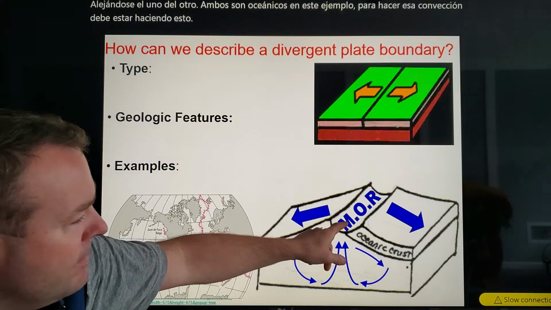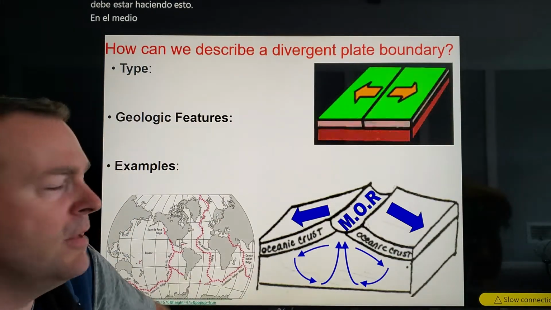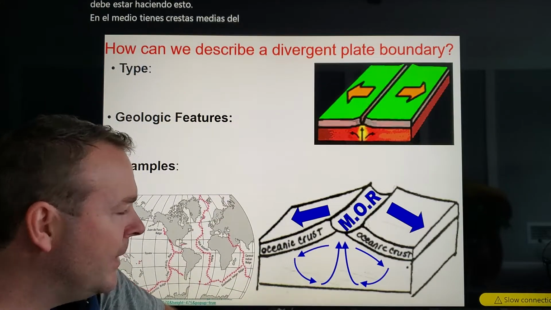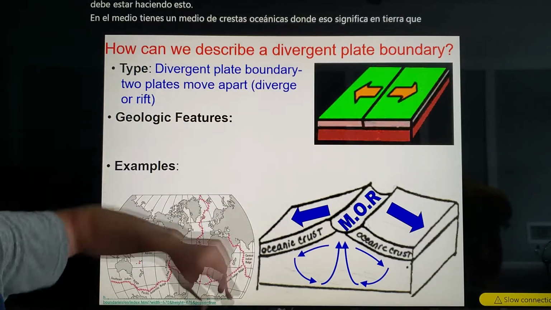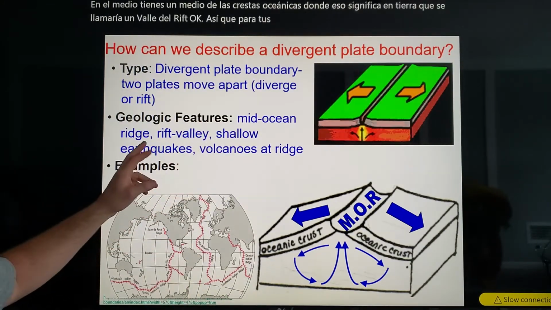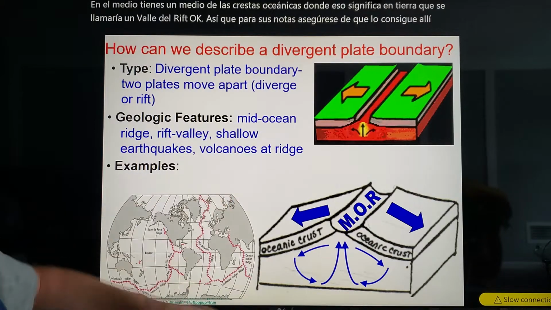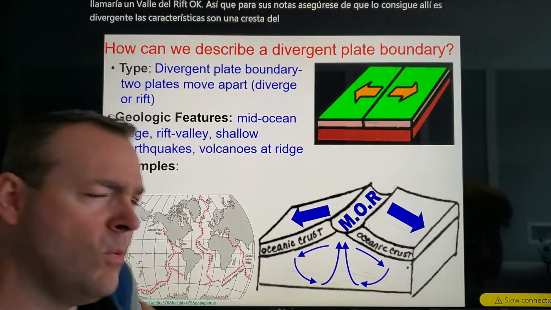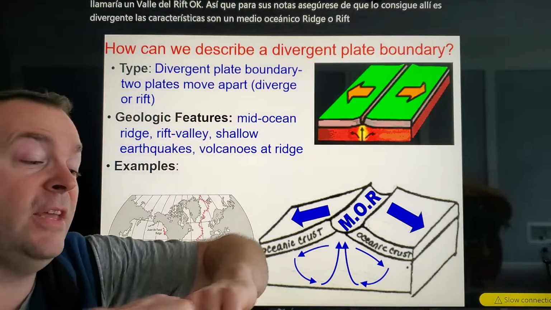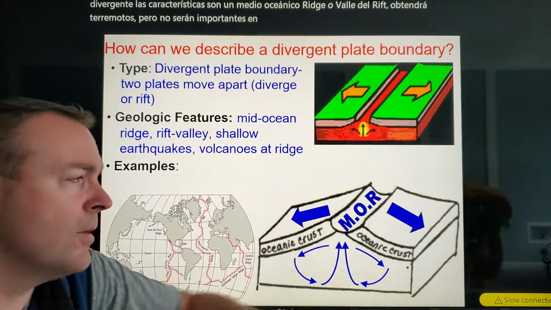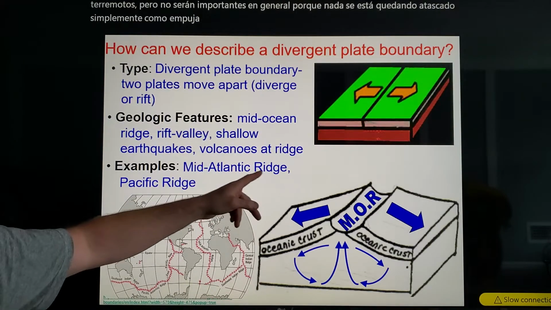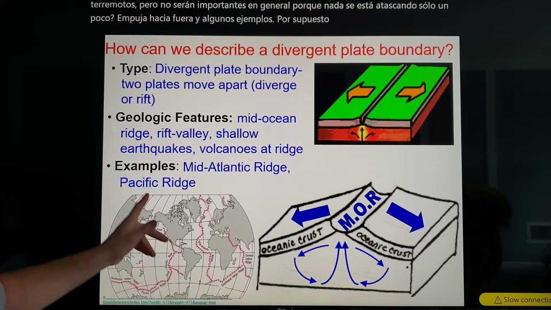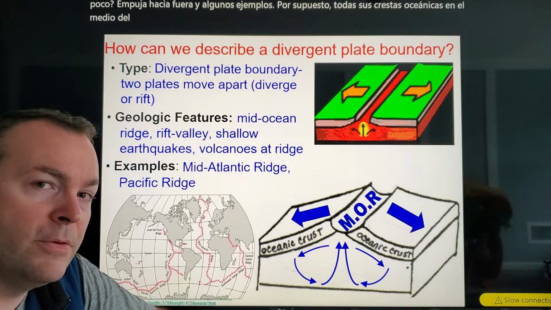In the middle, you have a mid-ocean ridge. That's what that stands for. On land, it would be called a rift valley. Okay, so for your notes, make sure you get it in there. It's divergent. The features are a mid-ocean ridge, a rift valley. You will get earthquakes, but they won't be major generally because nothing's getting stuck. It just kind of pushes out away. And some examples, of course, all of your oceanic ridges, the mid-Atlantic being the most popular we know, but there are, of course, many others.